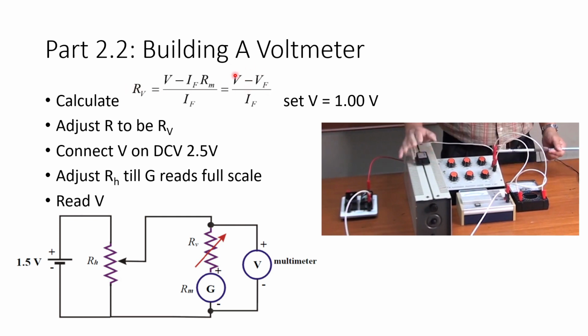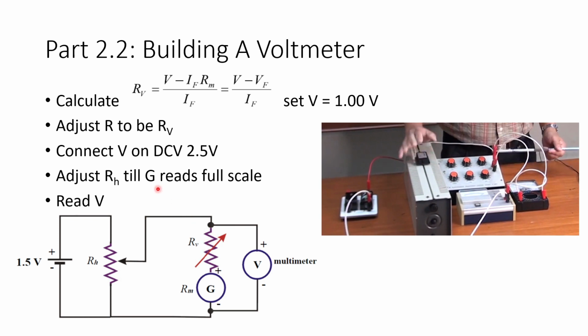Calculate the RV using this equation, and then connect the whole equipment in a similar fashion, except the voltmeter is reading the voltage across the galvanometer and the adjustable resistor, so right here. One leg is going to be attached to the minus side of the galvanometer, the other one is going to be connected to the positive side of the resistor. From here, you can adjust R directly to RV, as close as possible. It's going to be something large.